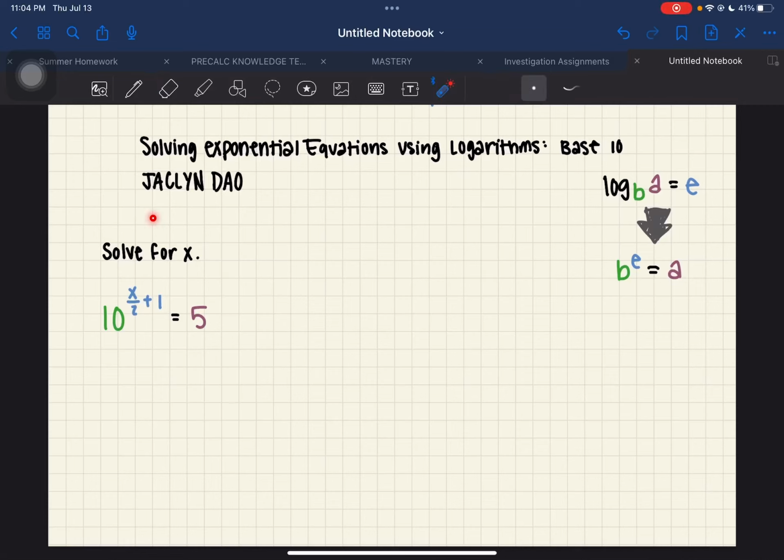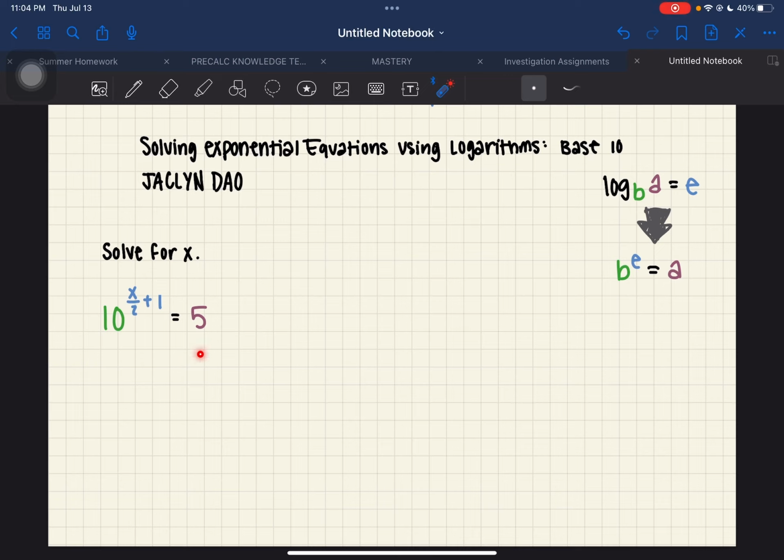Hello, my name is Jacqueline Dow, and today I will be solving exponential equations using logarithms with a base of 10. My current equation, I have 10 to the power of x over 2 plus 1 equals 5. And today we will be solving for x.